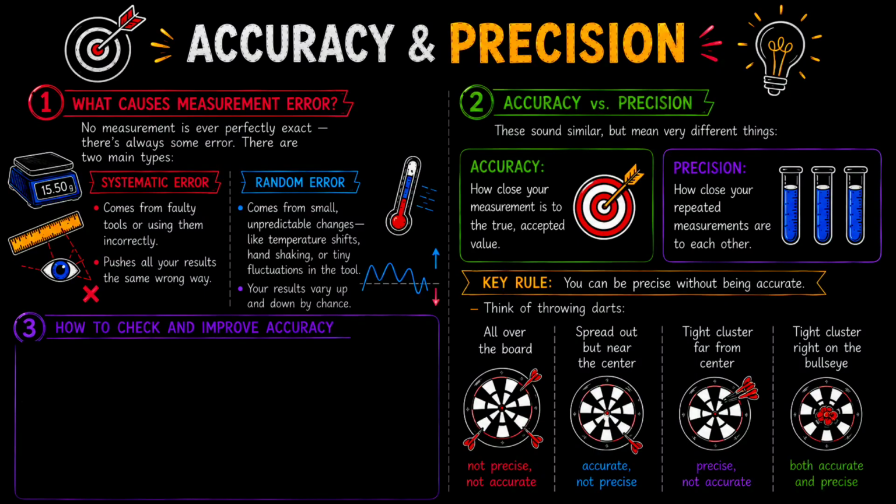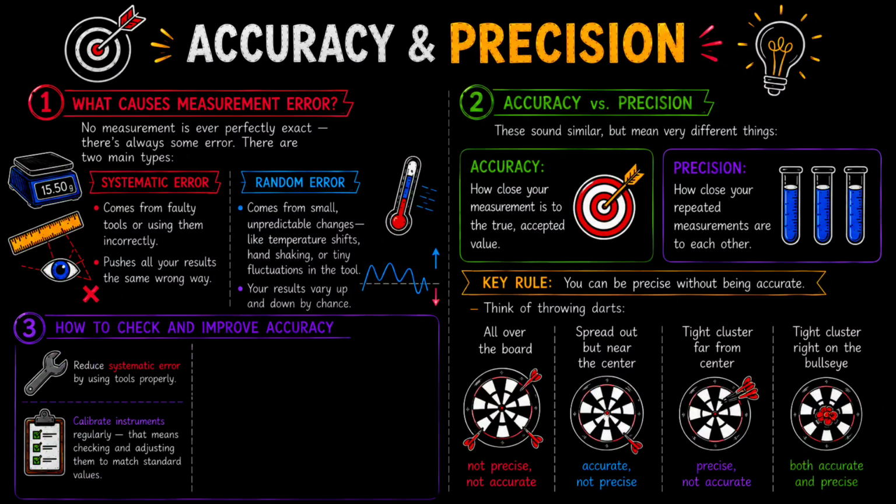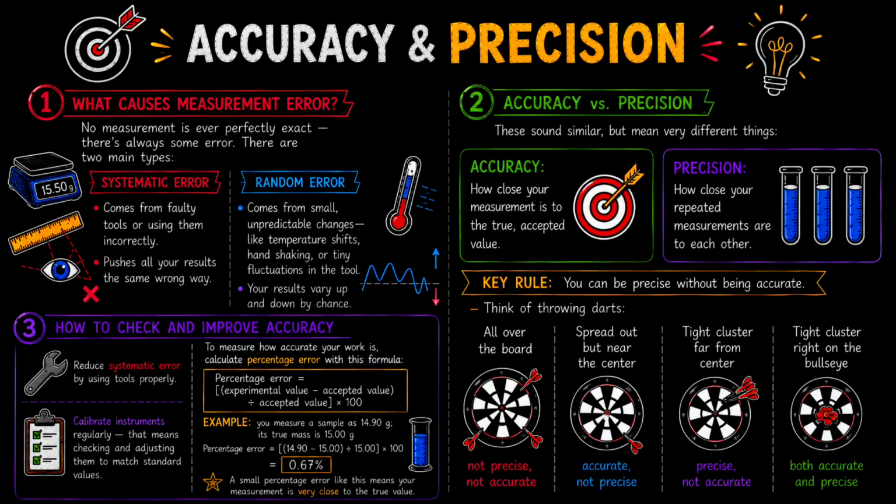How to check and improve accuracy. Reduce systematic error by using tools properly and calibrate instruments regularly. That means checking and adjusting them to match standard values. To measure how accurate your work is, calculate percentage error with this formula. Percentage error equals experimental value minus accepted value, divided by accepted value, times 100.